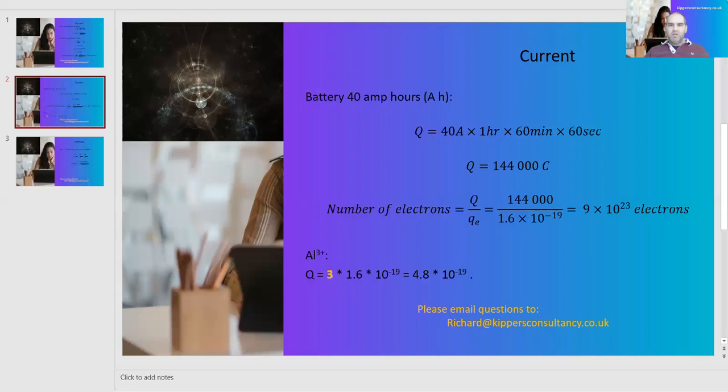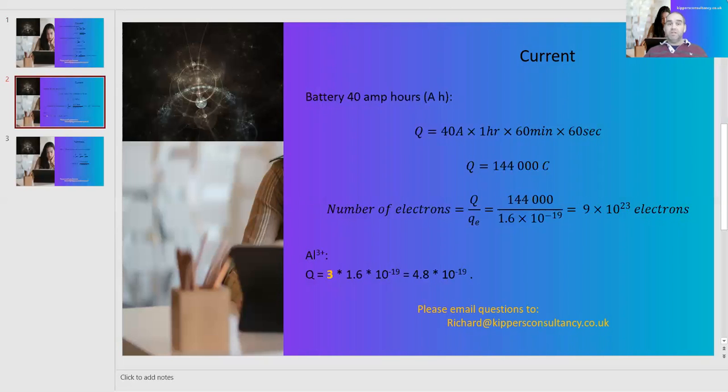If we were to measure the charge of the battery in coulombs, we would use Q equals IT again. So that would be Q is equal to current, 40 amps, times the time, which would be 1 hour, times 60 minutes to convert it to minutes, times 60 seconds to convert it to seconds. So you can clearly see here, we're converting time from hours to minutes, then to seconds. So the charge would be 40 times 1 times 60 times 60. This would give us a total charge of 144,000 coulombs.